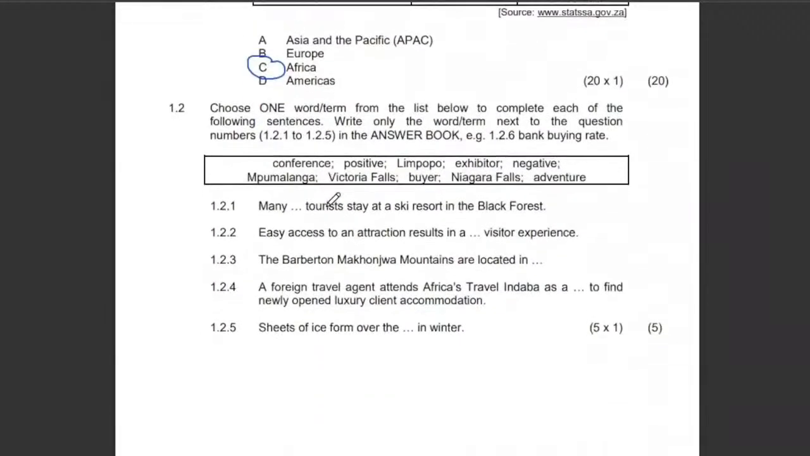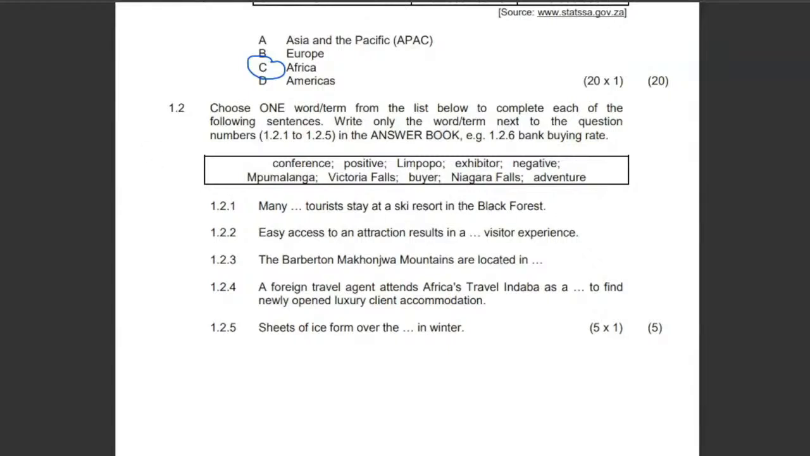Now let's look at the next question, which is question 1.2. Choose one word or term from the list below to complete each of the following sentences. Write only the word or term next to the question numbers 1.2.1 to 1.2.5 in the answer book, e.g. 1.2.6 bank buying rate. So we have various options provided. The first question reads, many Dutch tourists stay at the ski resort in the Black Forest.